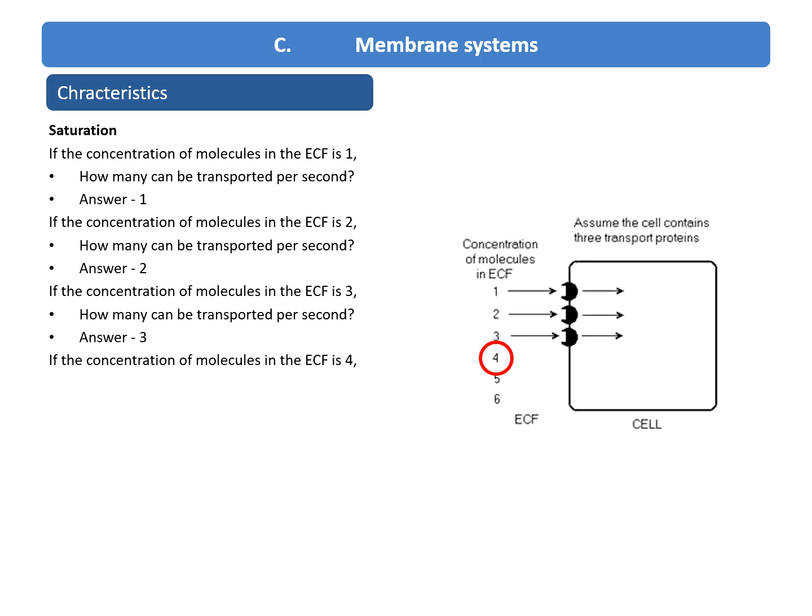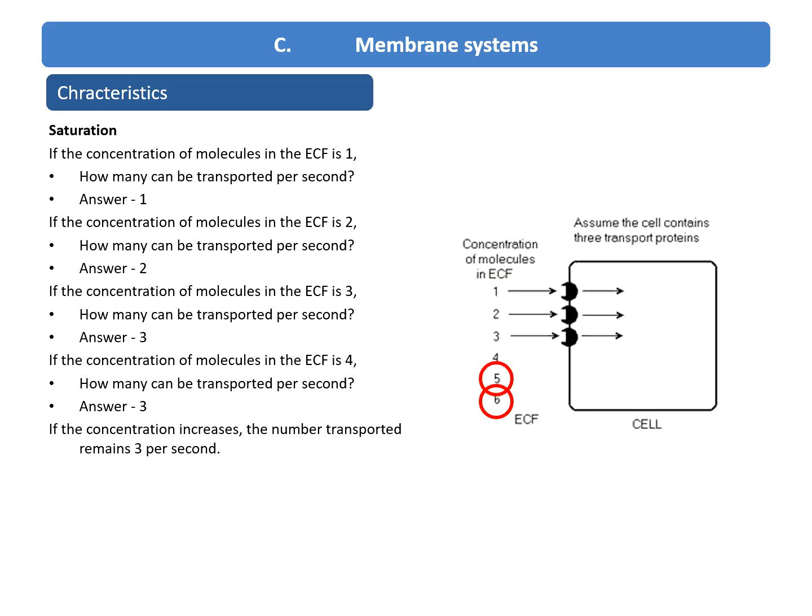If the concentration of molecules in the extracellular fluid is 4, how many can be transported per second? The answer is 3, because there are only 3 receptor molecules. If the concentration increases, the number transported remains at 3 per second.